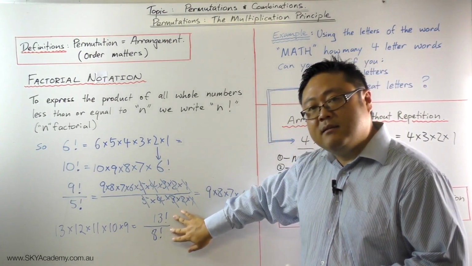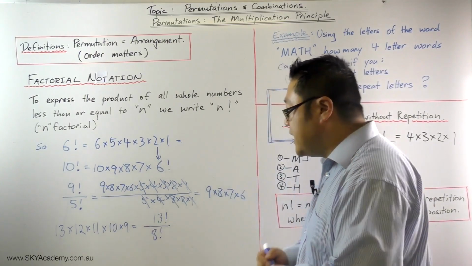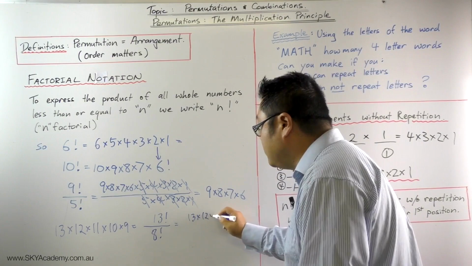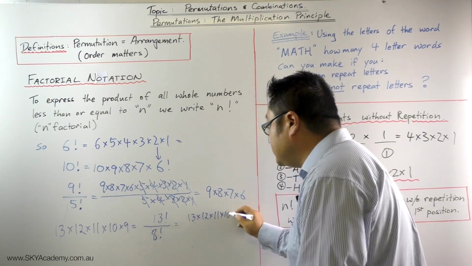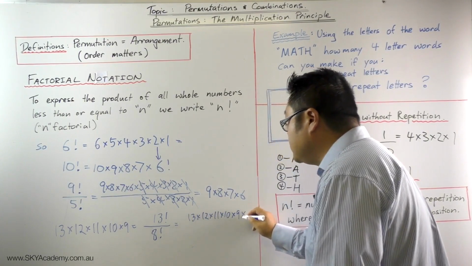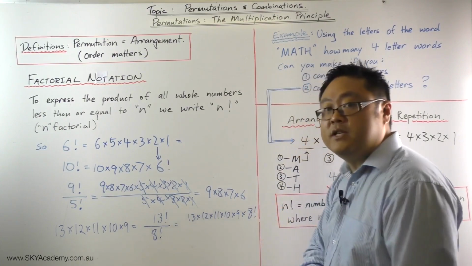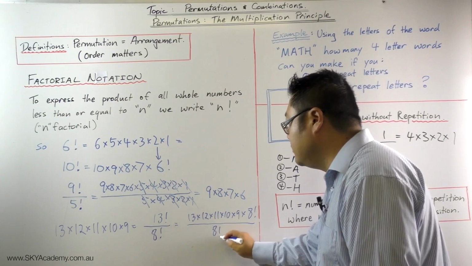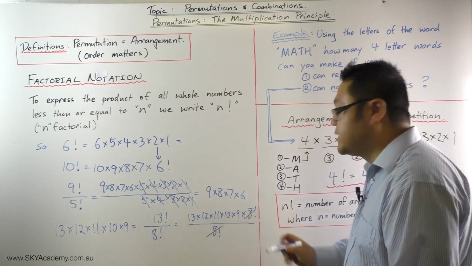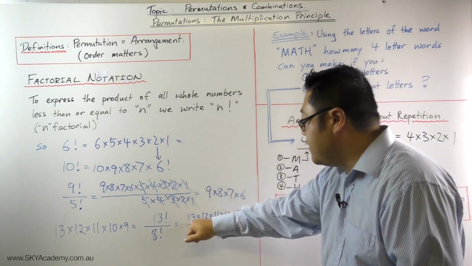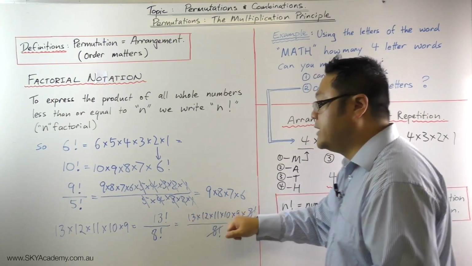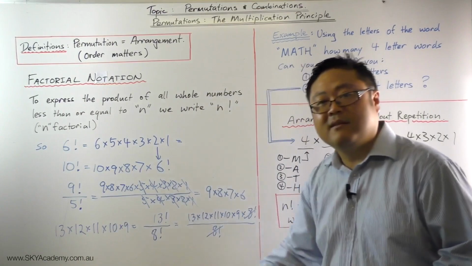Does that make sense? Basically it does, because what you've got is 13 times 12 times 11 times 10 times 9 times whatever's left over, which is 8 factorial, over 8 factorial. The 8 factorials cancel and you're left with the product of the whole numbers from 13 all the way to 9. Does that make sense?